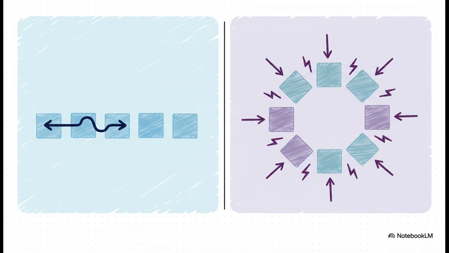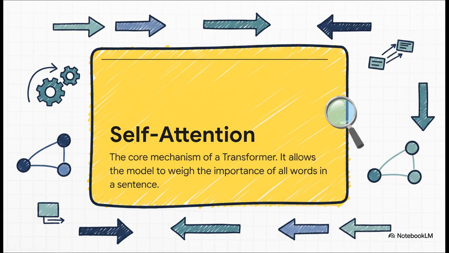The real breakthrough was that it let the model grasp the context of the entire sentence all at once. The secret sauce, the magic ingredient that makes this all work, is a mechanism called self-attention. Seriously, forget reading left to right. Self-attention is like giving the model a superpower. It can look at any word in the sentence and instantly connect it to every other word, weighing which ones are most important for understanding its meaning.